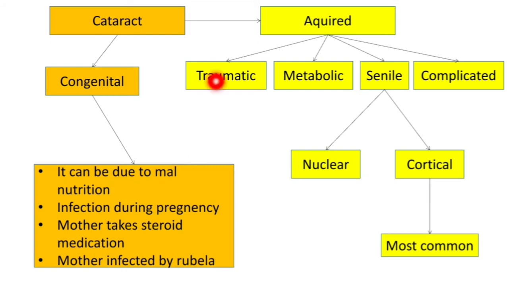When it comes to acquired cataract, there are traumatic cataract, metabolic cataract, senile cataract, and complicated cataract. Traumatic, from the name we can easily understand, is due to a trauma. Metabolic cataract means a metabolic imbalance leads to cataract. Like if the person has diabetes, and there is cataract due to diabetes, we call it metabolic cataract. Senile cataract is due to growing age. It is of two types, nuclear and cortical, where cortical is the most common. And complicated means the cataract is due to other diseases in the eye like uveitis or retinal detachment. If cataract is due to these, then it is a complicated cataract.